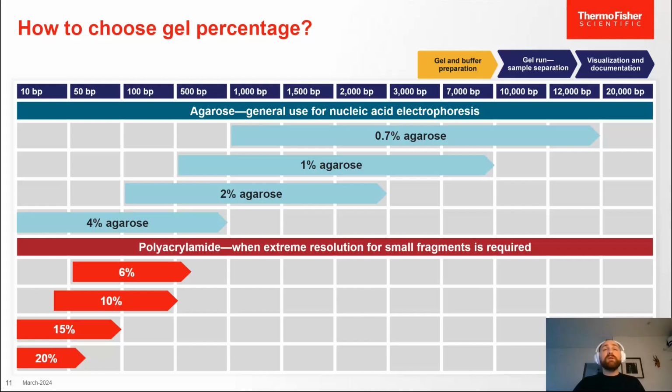Polyacrylamide is not really meant for very large fragment separation. Again, the resolution is extremely high, but it's extremely high at very small fragment sizes. So between 6 and 20% polyacrylamide gels, you can have the highest possible fragment size of around 500 base pairs and the smallest fragment size of around 10 base pairs. And between them, you will have fantastic resolution.